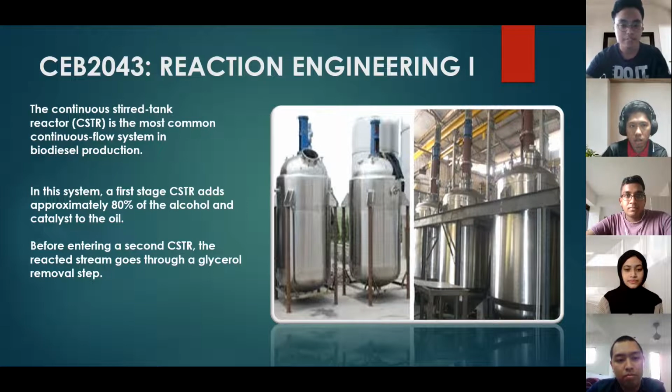Next, we move on to the first part of this integrated project, which is the reaction generator part. So me and my team had decided to choose the continuous stirred tank reactor (CSTR) as our reactor for the plant. This is because it's the most common system in biodiesel production. And for this system, the first stage of CSTR will be used to add approximately 90% of alcohol and 10% catalyst to the oil. Before entering a second CSTR, the reactor system will go to a glycerol removal step.